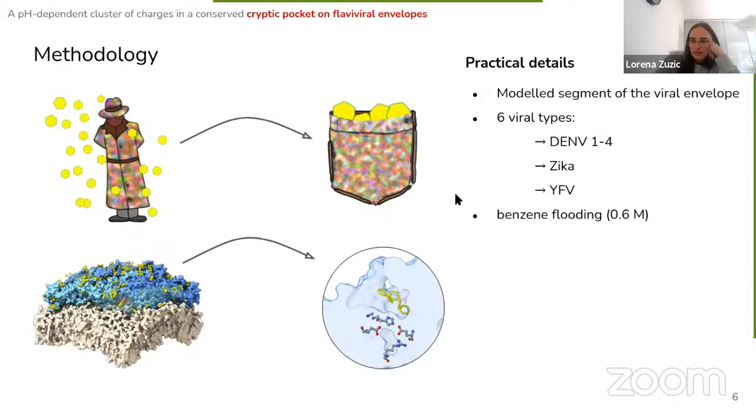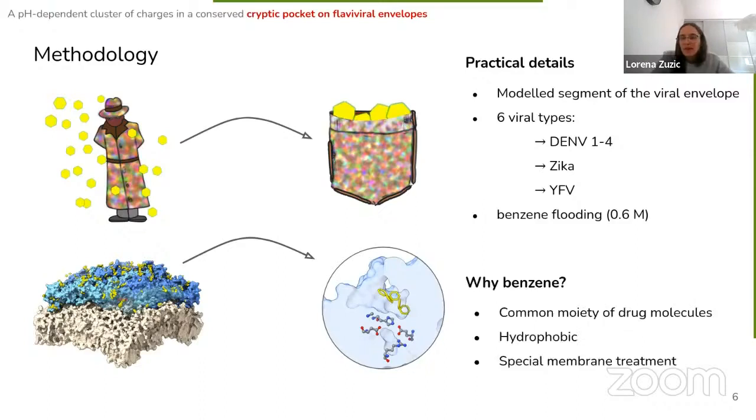These are some practical details. I've done the simulations on 6 different viral types, 4 strains of dengue, yellow fever, and Zika, because they all somehow relate to each other. And I've used quite high concentrations of benzene in this case. The reason why I've used benzene is, it's a long story, and we can talk about it for longer, but it's kind of relevant for this. Basically, it's because it's a common drug moiety. So it maybe makes sense to flood the system with something that would also be a part of a drug, so see what the complementary surfaces are.